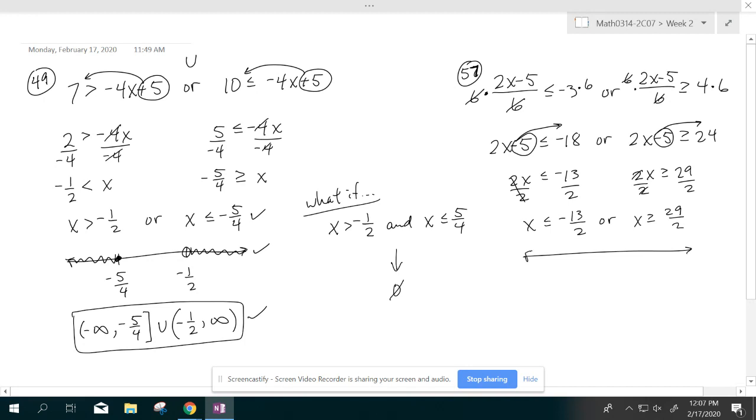Do you reduce that at all? If it would reduce, you reduce it. I like it improper, but if it'll reduce, you need to reduce it. 29 halves won't reduce, neither will 13 halves. So now to the number line. Are there any questions on those numbers, how I got them? Do you see the math?